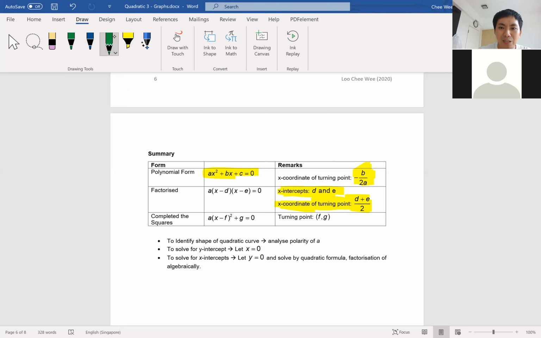This formula will only make sense to you in Sec 4 when you learn differentiation. Oh, my teacher actually taught this to us, though, I think. You can just memorize this also for yourself.